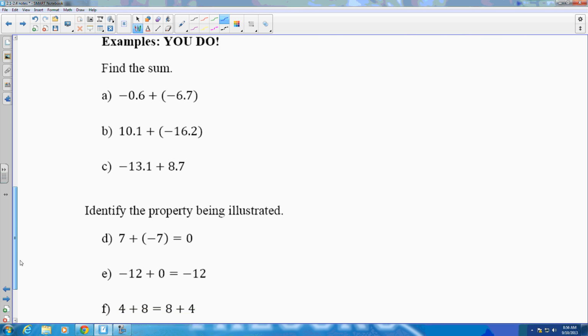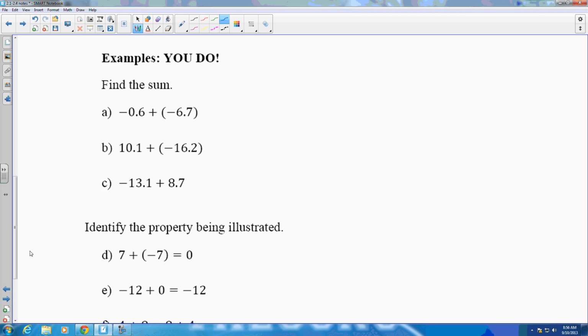Okay, now here are some examples we can work through together. I'm going to give you the answers instead of going through each process. Finding the sum: the answer to part A is negative 7.3. B is negative 6.1. 7 is negative 4.4.